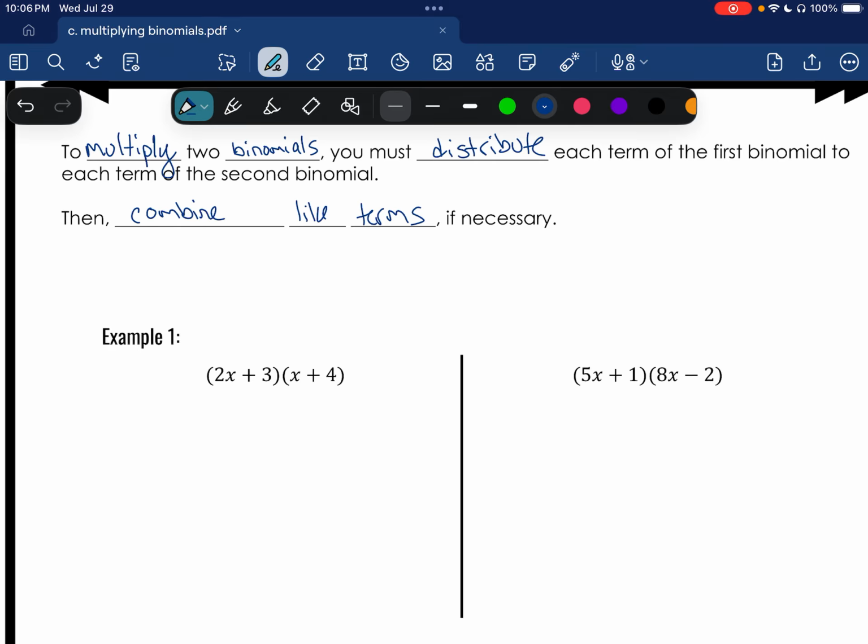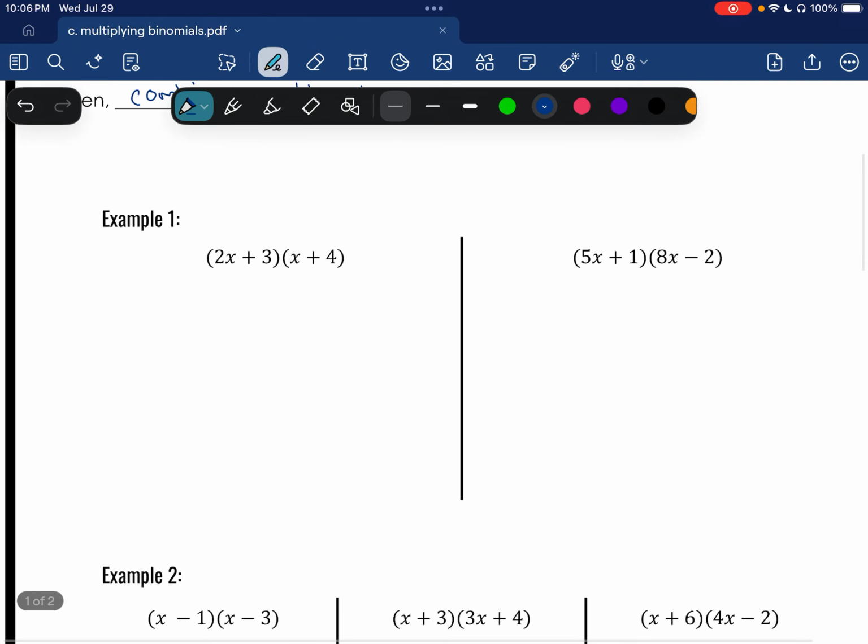Alrighty, so how does this work? Well, what we're going to do is each term in the first binomial needs to be multiplied by each term in the second binomial. And how I like to show this is both the color coding, of course, always, and also I like to draw arrows. So this 2x needs to get multiplied by this x, and then it also needs to get multiplied by this 4. You can write those as separate steps, with parentheses, and then multiply them together.